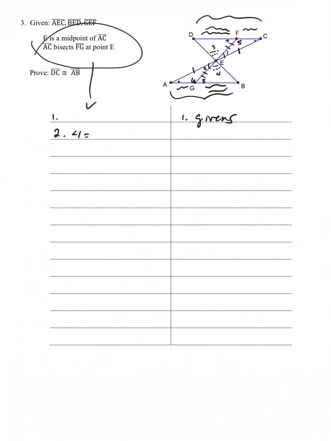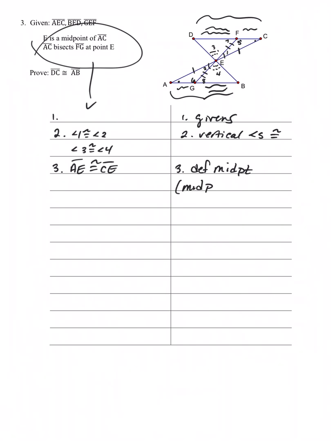All right. So we're going to put angle 1 is congruent to angle 2. Angle 3 is congruent to angle 4. And that's because vertical angles are congruent. I'm going to use this midpoint business and this bisector business. So AC has a midpoint, so AE is congruent to CE. You could put definition of a midpoint, or you can write a midpoint splits a segment into 2 congruent segments.